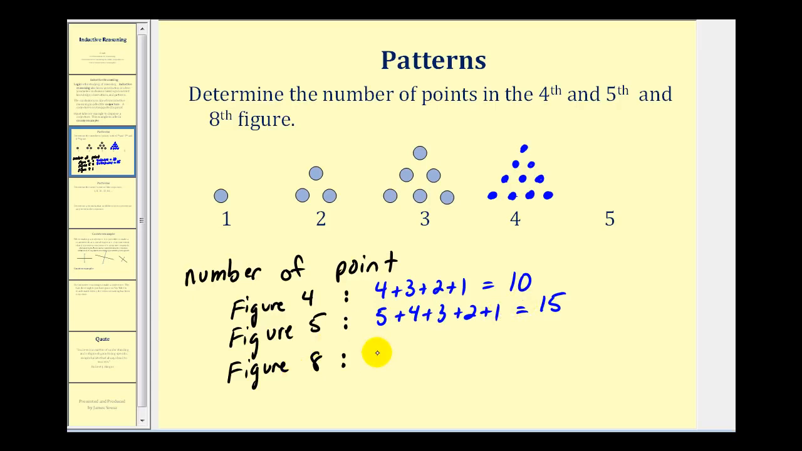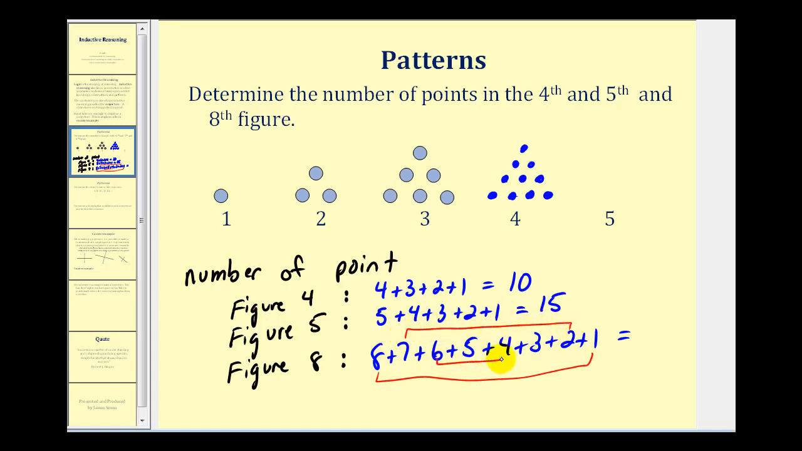So for the eighth figure, we'd have 8 plus 7 plus 6 plus 5 plus 4 plus 3 plus 2 plus 1. Of course, we could add all of these up, or to take a shortcut, we could try to pair these up, meaning the first number plus the last number would be 9. 7 and 2 would be 9, 6 and 3 would be 9, and 5 and 4 would be 9. So we have 4 pairs of 9, and 4 times 9 would give us 36. So there's more than one pattern to notice as we use inductive reasoning to answer these questions.